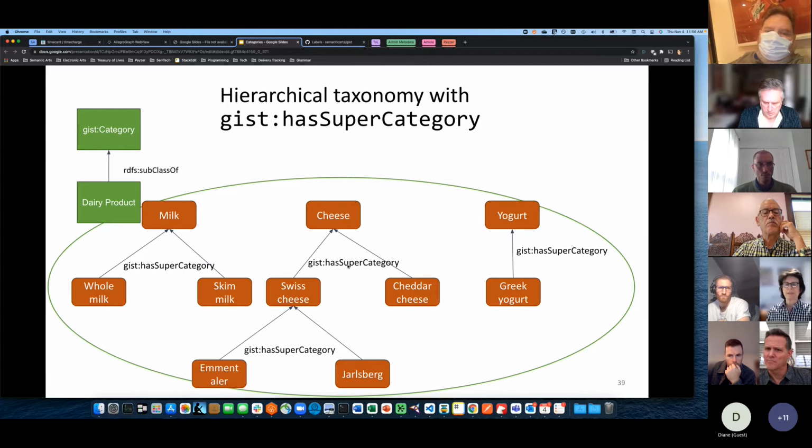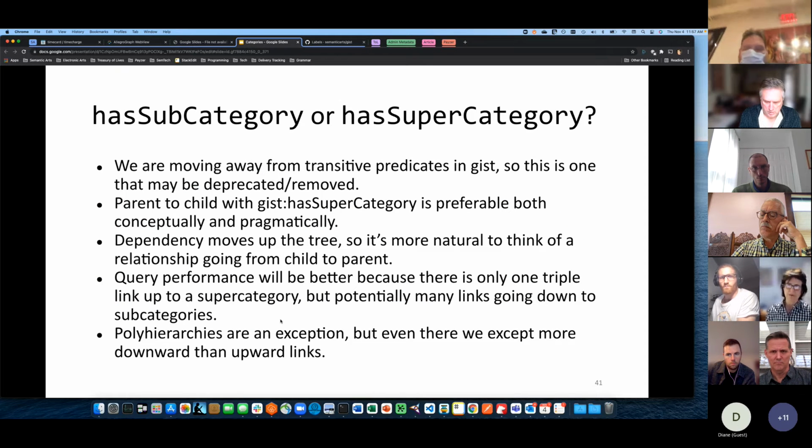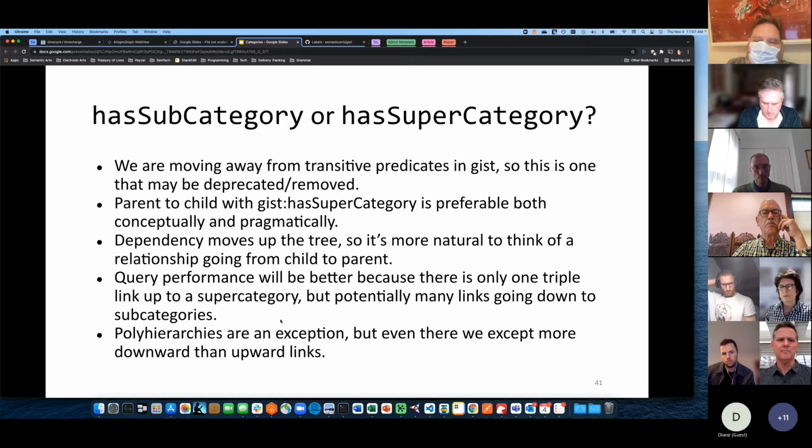Again, we have this hierarchical taxonomy that we can build with GIST has super category, where you have whole milk and skim milk, both having the super category milk, and so on. And this can go down as many levels deep as you need to. We have the inverse predicate has subcategory, which goes down from milk to whole milk and skim milk. Now, usually in GIST, we try to avoid defining inverses, just because they complicate the ontology unnecessarily, and you can always do inverse queries, or you can add restrictions in OWL using inverses without defining them, using blank nodes.